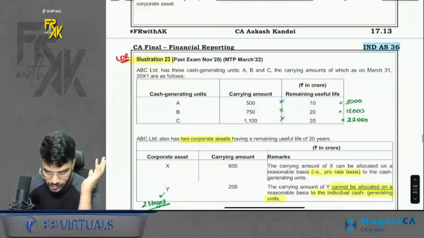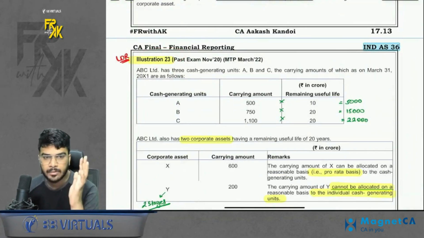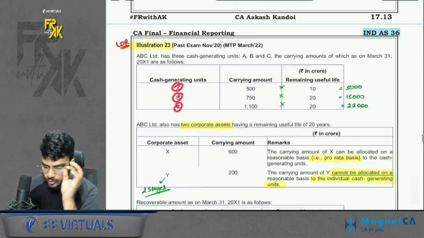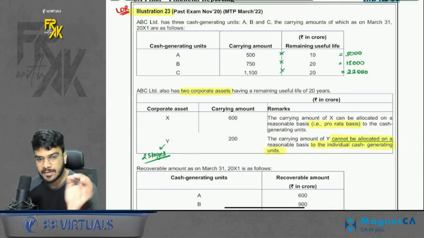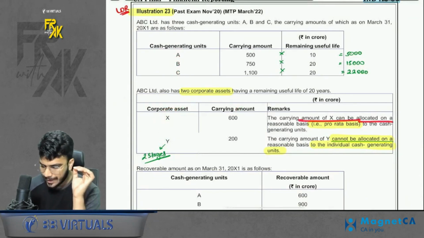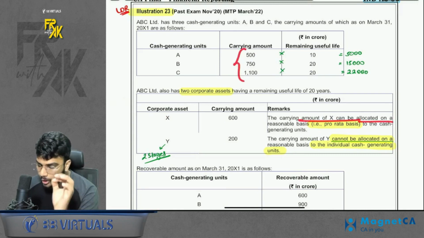Then you also have illustration number 23. Again, a good question. What does this question talk about? You have 3 CGUs, A, B, C. You also have 2 corporate assets, X and Y. The first corporate asset, X, has a carrying amount of 600, and it can be reasonably allocated to all the CGUs, but on a pro rata basis.